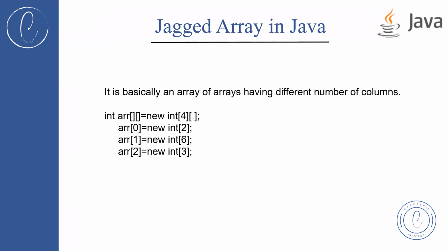So next we have jagged arrays in Java. What is a jagged array? A jagged array is an array of arrays having a different number of columns. How do we create it? We create it by just specifying the number of rows and leaving the number of columns square bracket blank. Then we individually specify the number of elements present in each of the rows. Like we have done here, we have specified the number of elements present in our first row, that is our 0th row. Then we have specified the number of elements present in our first and second row respectively.